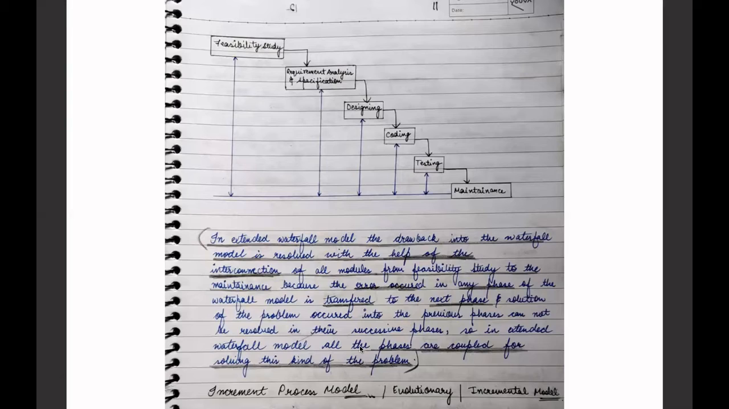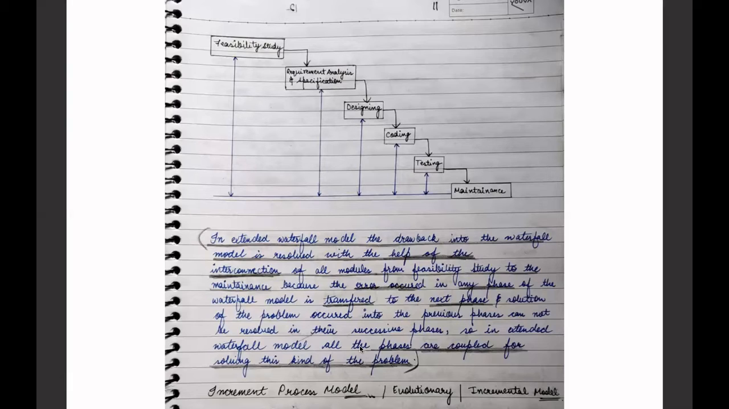The key to a successful use of an iterative software development lifecycle is validation of requirements, and verification and testing of each version of the software against those requirements within each cycle of the model. As the software evolves through successive cycles, tests must be repeated and extended to verify each version of the software.